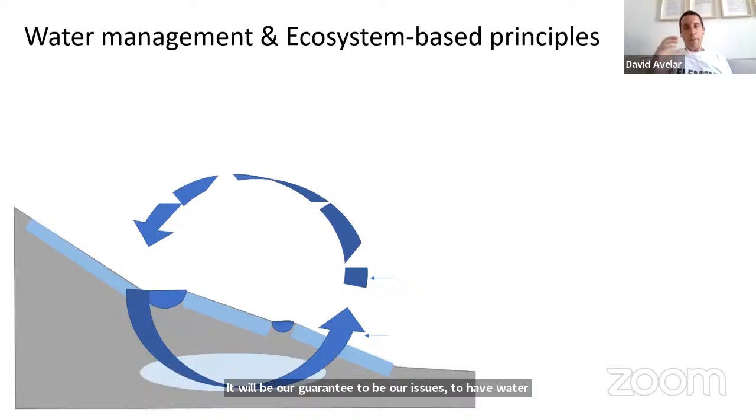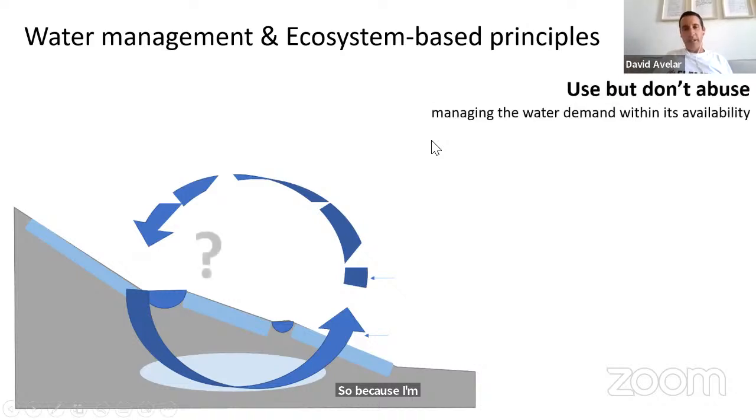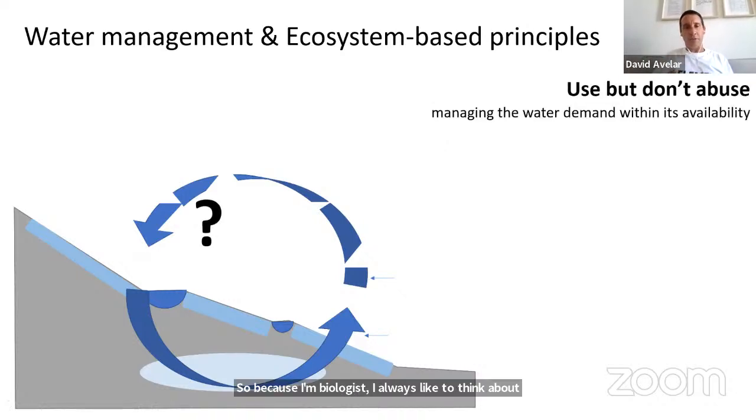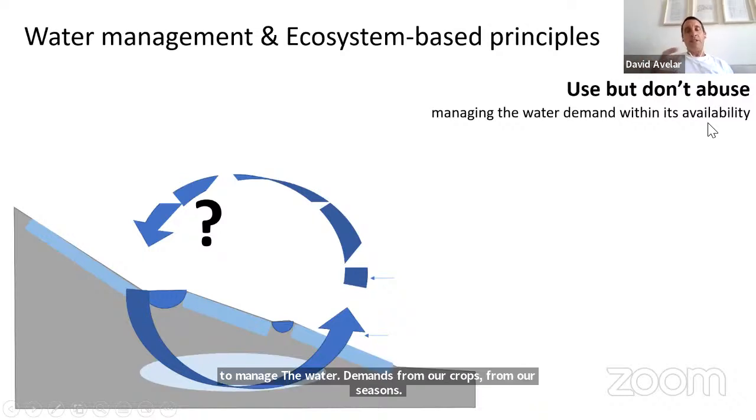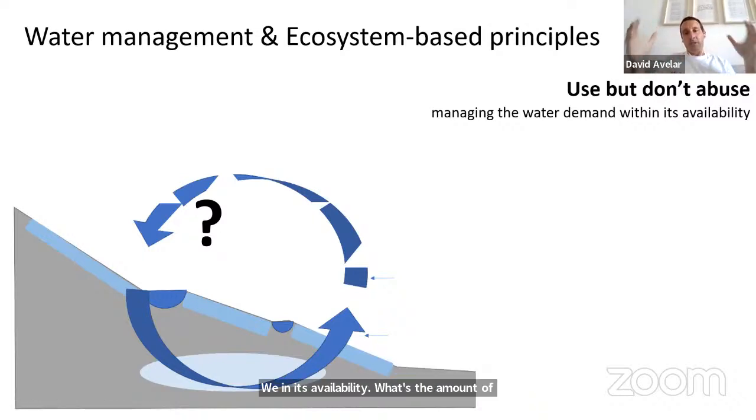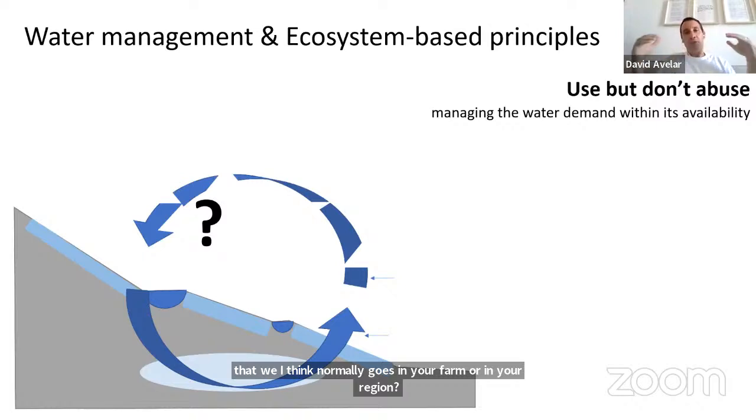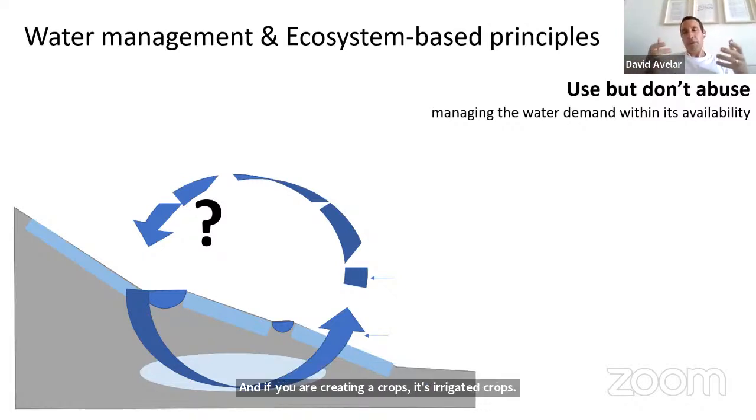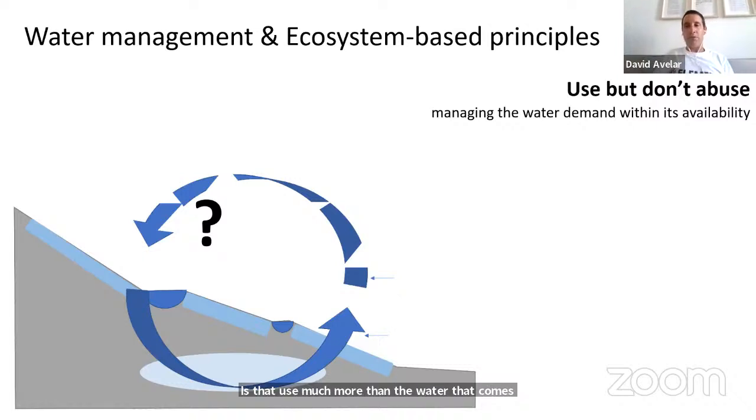Because I'm a biologist, I always like to think about ecosystem-based principles and try to apply them in this water management perspective. One of them I would put like this: use but don't abuse. Try to manage the water demands from our crops, from our systems, within its availability. What's the amount of rainfall that normally falls on your farm or in your region? If you are creating irrigated crop systems that use much more water than comes from input, probably we will have a problem in the future.